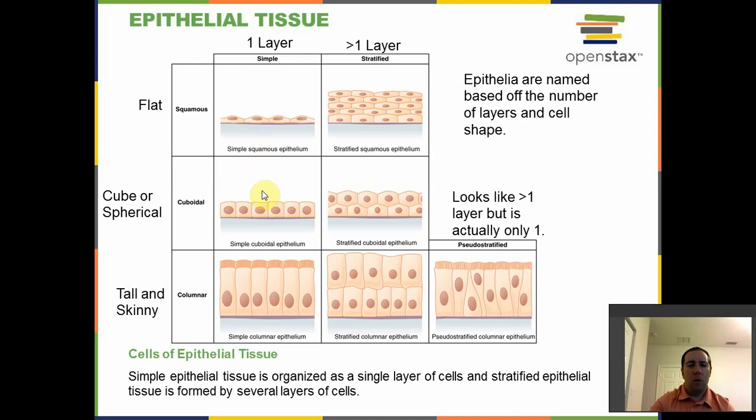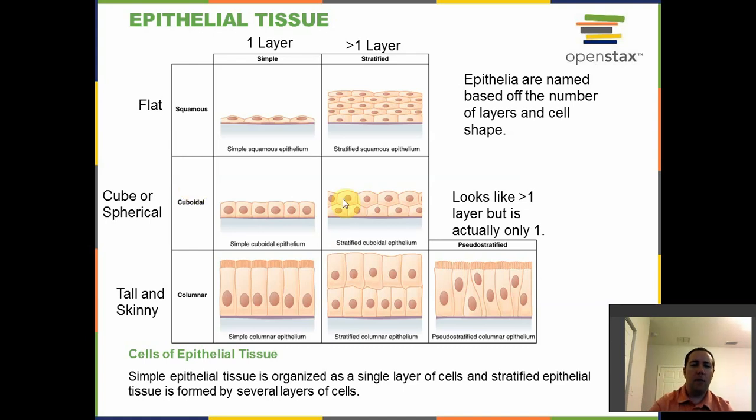Coming down a row, we have cuboidal cells. Now these don't have to be cube shaped. They can be cube shaped, but they can also be spherical. They don't have to be perfect cubes. They don't have to be perfect spheres, but generally these are the same size in all dimensions. If they're the same size in all dimensions, we say they're cuboidal.